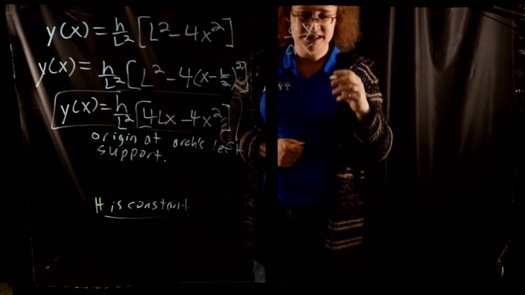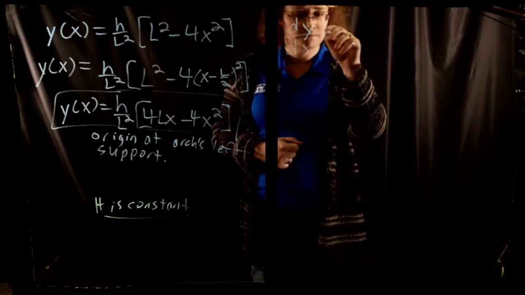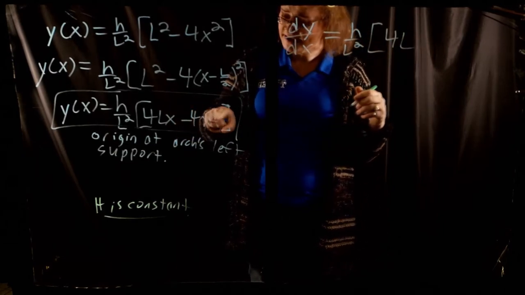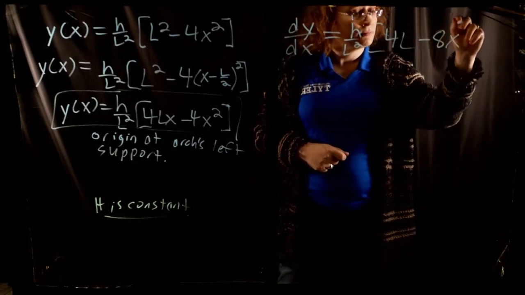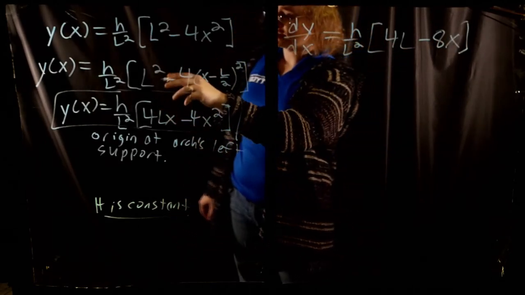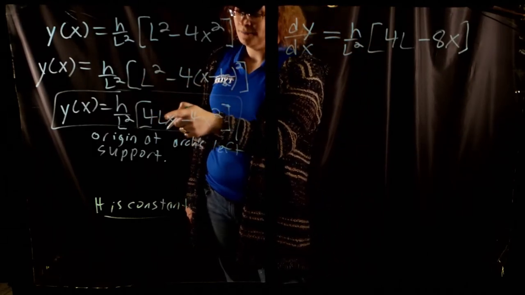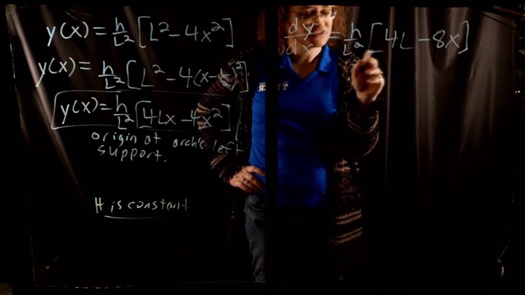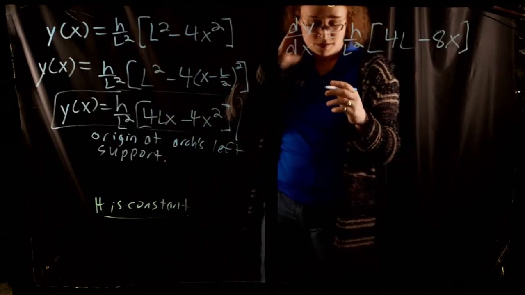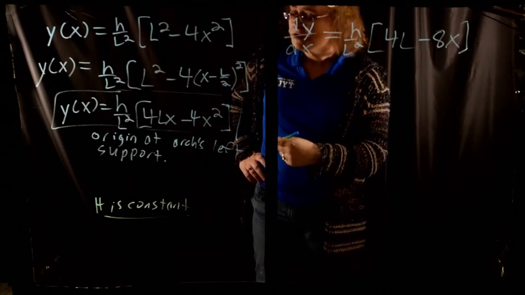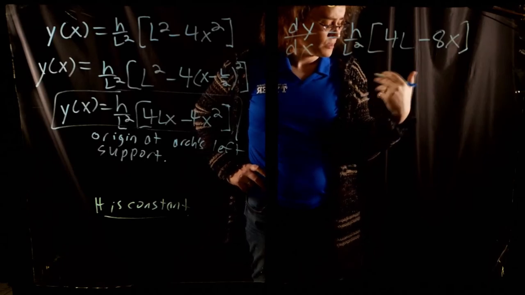And to do that, you simply take the derivative of our height profile as a function of x. And so what would that be? Let's see, that would be h over l squared times 4l minus, well, that's just 8x. And I now have my derivative, or my slope, as a function of x. So again, the height profile is h over l squared times 4lx minus 4x squared, and if I take the derivative of that, my constant remains out front, h over l squared, 4l, and then minus 8x. So then if I want to know the slope at any location, so for example, in this particular arch, let's say I wanted to know the slope at the location where the force is maximum.